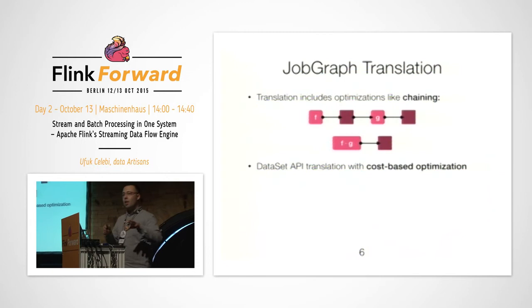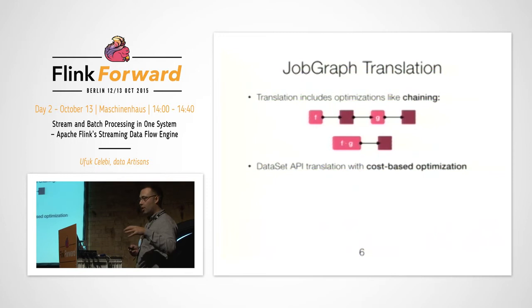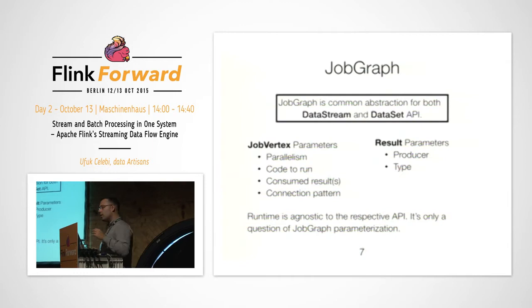Depending on the API you use, you even get more complex optimizations. For example, with the DataSet API, you will also run the cost-based optimizer during this translation process. The important thing to note here is that this abstraction is independent of the DataStream API and the DataSet API. It's one common abstraction for both APIs. What we will see later on is that the question of which API is running is just different parameters to this job graph. The important parameters are, for example, the parallelism of certain vertices, then the code which runs inside of these vertices, and other stuff which we'll get into.